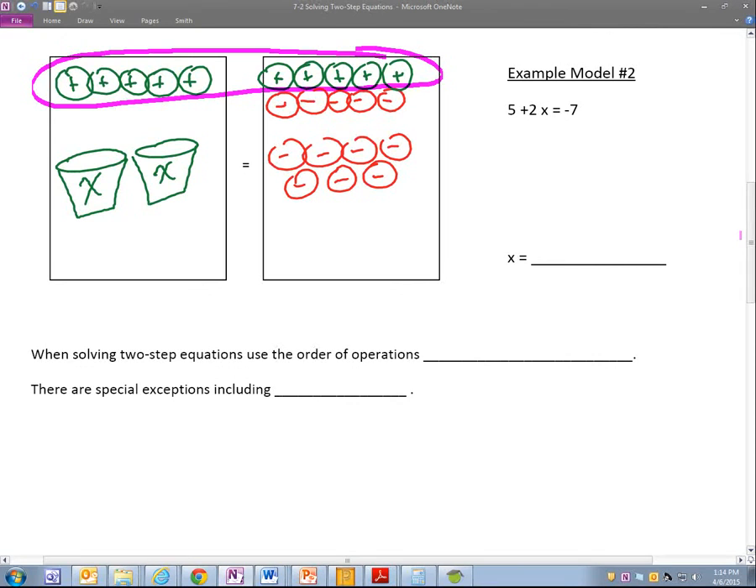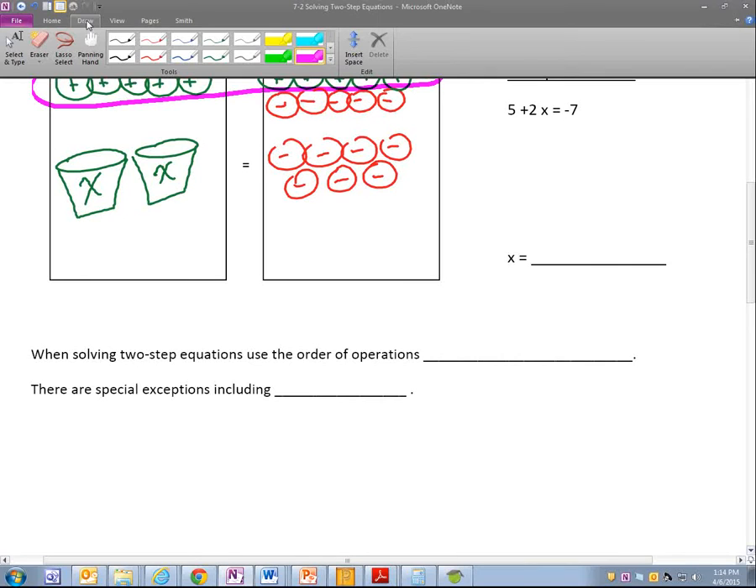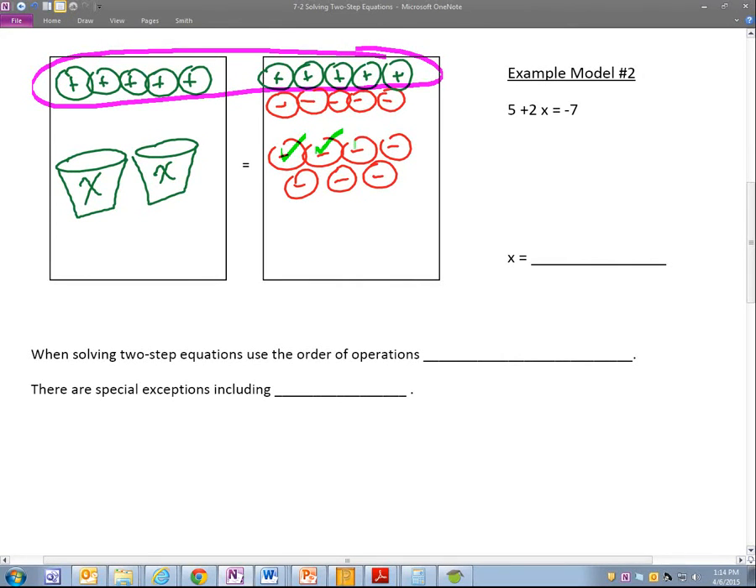Negative how many? How many integers are there? 1, 2, 3, 4, 5, 6, 7, 8, 9, 10, 11, 12, right? Yeah, because there's now 12 negative integers there. So how many negative integers need to fit into those two?